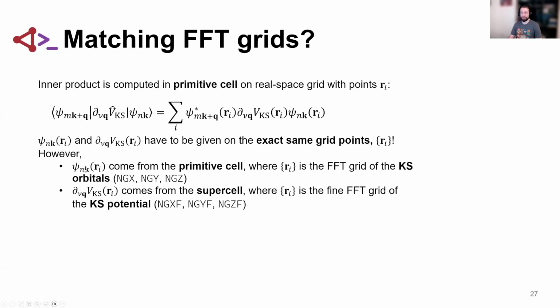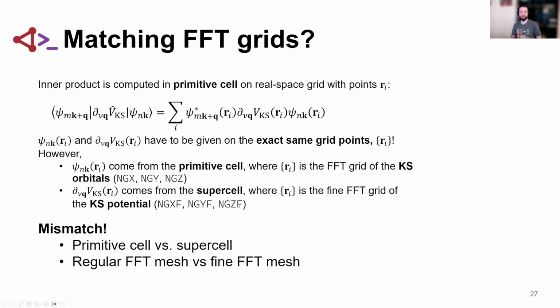But that poses a problem because the psi orbitals, the Bloch orbitals, come from the primitive cell, which has a real space grid that is the FFT grid of the Kohn-Sham orbitals. So that is what is given by ngx, ngy, and ngz in the unit cell in your VASP calculation. So if you, for example, look in the INCAR file, it will tell you exactly what that is. But the electron-phonon potential comes from a supercell, so entirely different cell geometry, with the Ri points on the fine FFT grid that corresponds to the Kohn-Sham potential. So this is given by ngxf, ngyf, and ngzf.